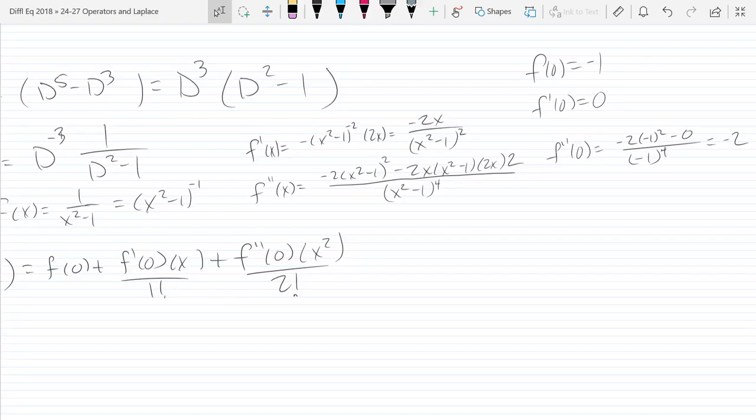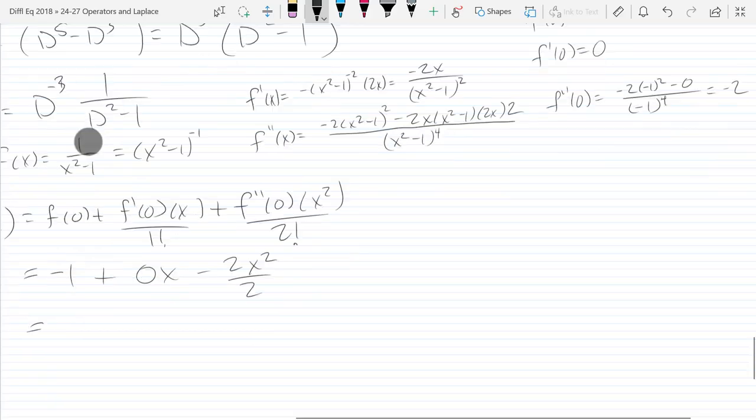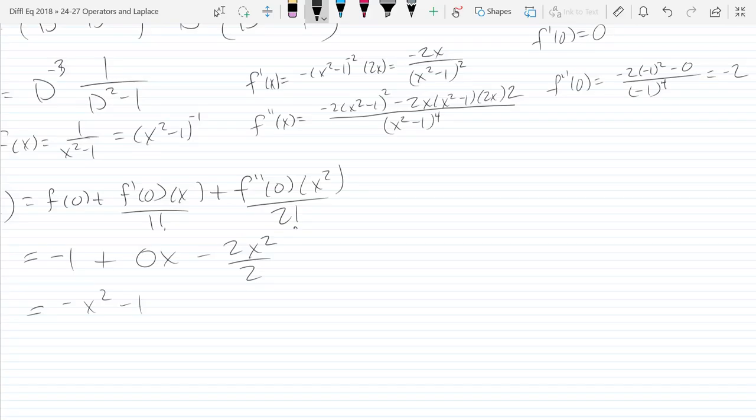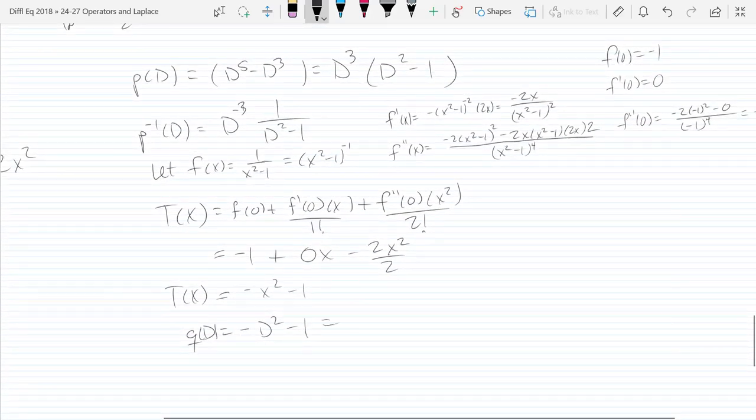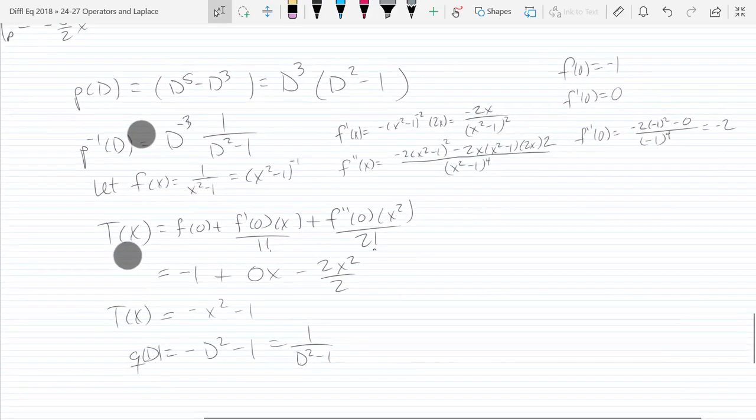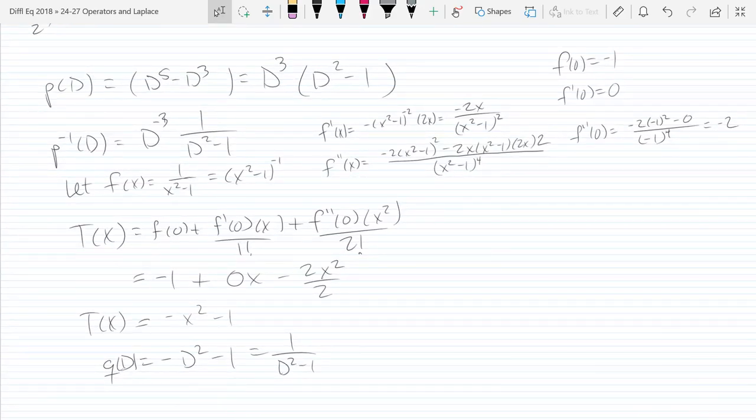So I'm just going to take those and drop them in the right place here. Zero x minus 2x squared over 2. So that's negative x squared minus 1. I wrote it as q. Q of D is negative D squared minus 1. And that's the reciprocal, or the inverse operator, to D squared minus 1. Questions on that Taylor series?